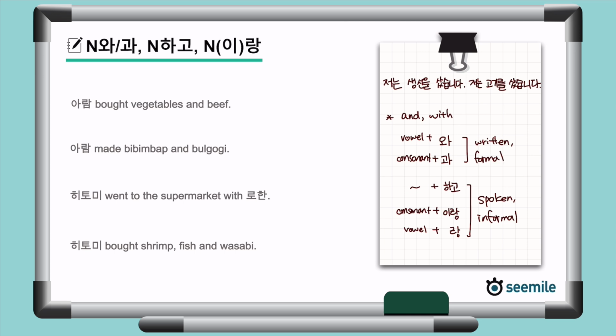So again, all these particles are similar to the English conjunctive "and." So then, how would you say I bought fish and meat? 저는 생선과 고기를 샀습니다. Or 저는 생선하고 고기를 샀습니다. Or 저는 생선이랑 고기를 샀습니다. All are perfectly okay. Now let's watch what Aram and her friends did regarding their groceries. Please notice how 와, 과, 하고, and 이랑 are used.